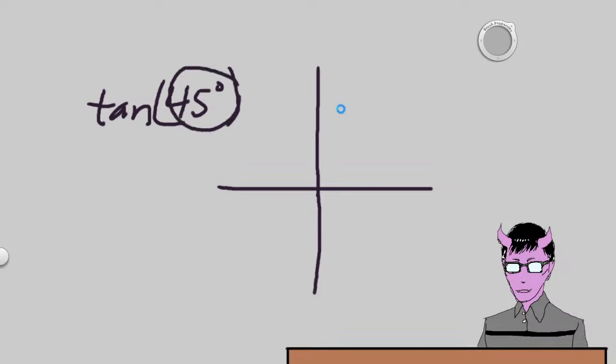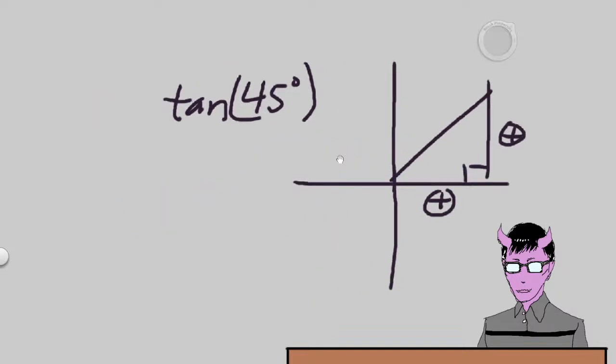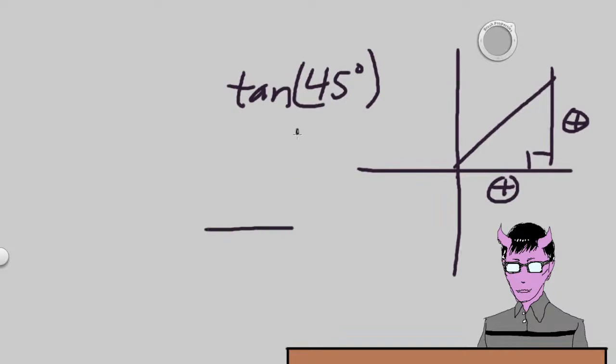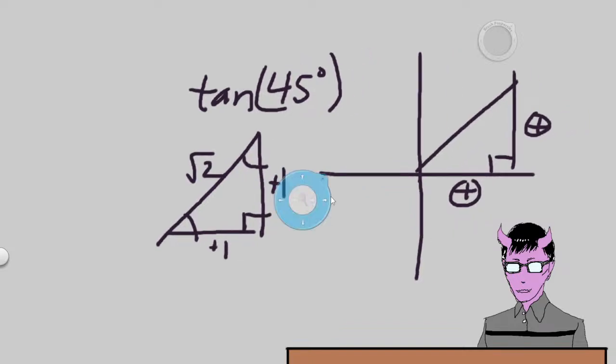So what are we doing? We have 45, that's less than 90 degrees, so we are well within quadrant 1. So this is our triangle. It's positive in this direction, positive in that direction for the right triangle. So 45, 45, 90 is going to be positive 1, positive 1, positive root 2.